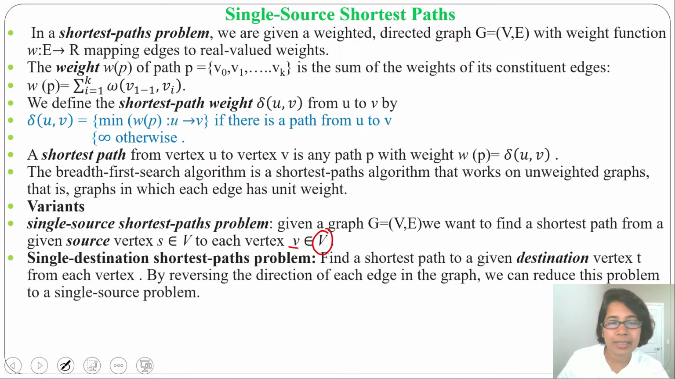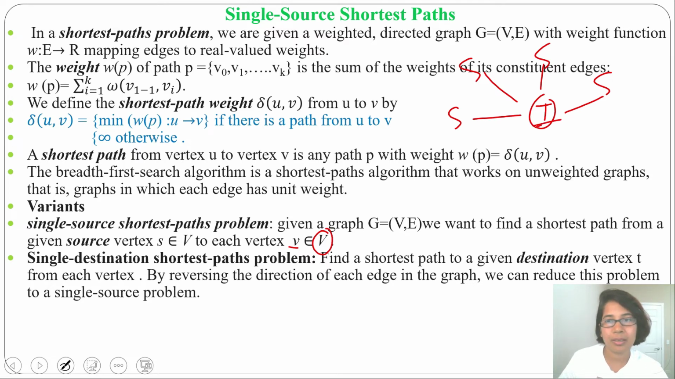Next, the single destination shortest path problem. Single destination shortest path problem means one destination is given, and we want to find the shortest path from different sources to that destination. Suppose this is a destination T, we want to find the shortest path from different sources to that destination. So we can reverse the single source shortest path, meaning we can make this destination the source and find the shortest path. By reversing the direction of each edge in the graph, we can reduce this problem to the single source problem.